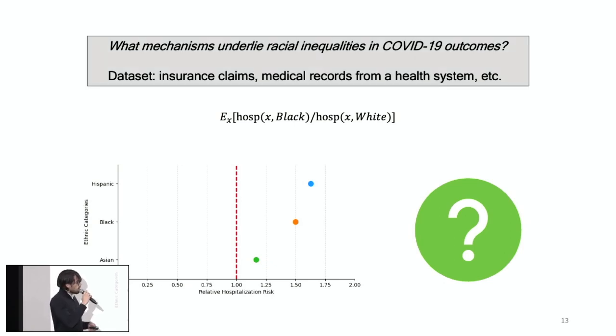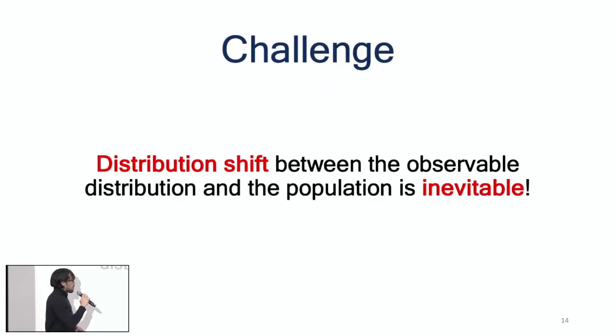So it begs the question, though, what mechanisms underlie racial inequalities in COVID-19 outcomes? This is going to be a motivating example of this talk, and I'm going to refer to it throughout the talk. Every time I do so, it's going to be signaled by a gray rectangle in the slides. So, what's the challenge?